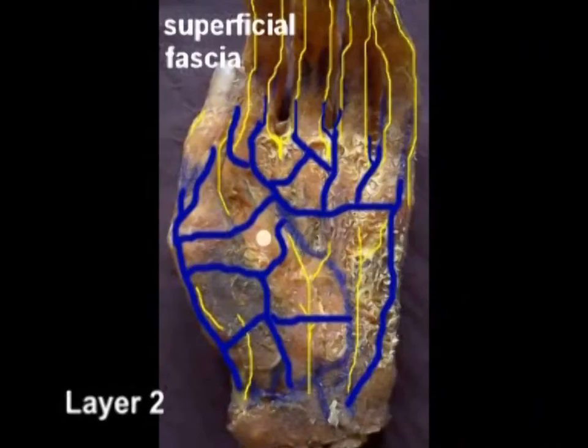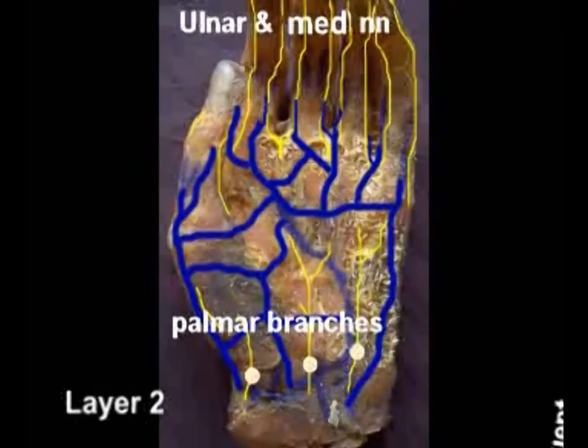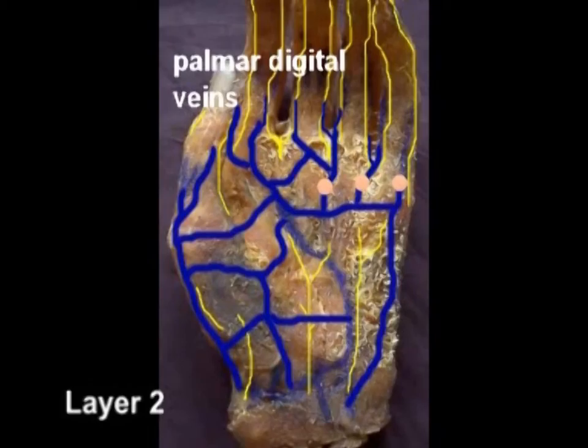To recap, we have removed the skin and its constituent parts, such as the skin of the roof of the thenar space, hypothenar space, mid-palmar space, and the structures below the skin, which include the superficial fascia, palmar branches of median and ulnar nerves, proper digital nerves, palmar digital veins, palmar venous plexus.